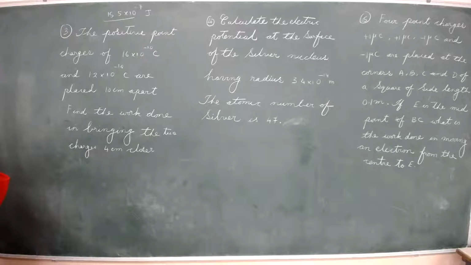Right. Shall I do the third one? Okay, shall we work it out? Any more answers? Third problem. The positive point charges of 16 into 10 to the power minus 10 coulomb and 12 into 10 to the power minus 10 coulomb are placed 10 centimeter apart. Find the work done in bringing the two charges 4 centimeter closer.